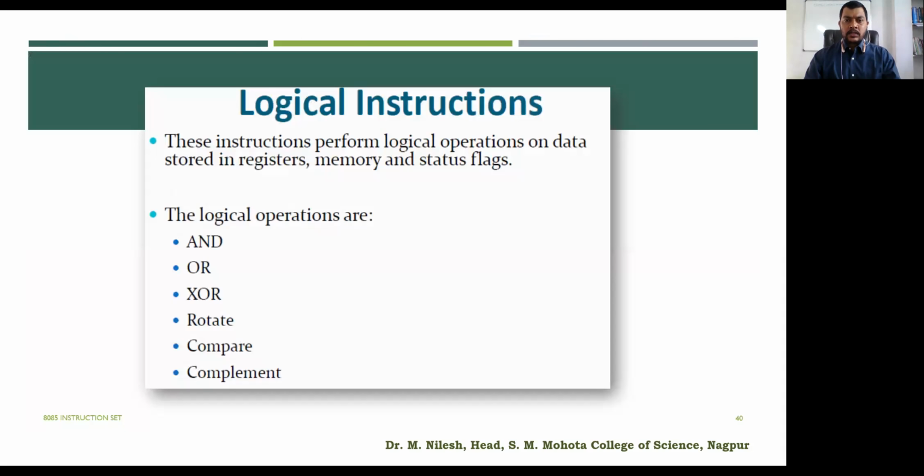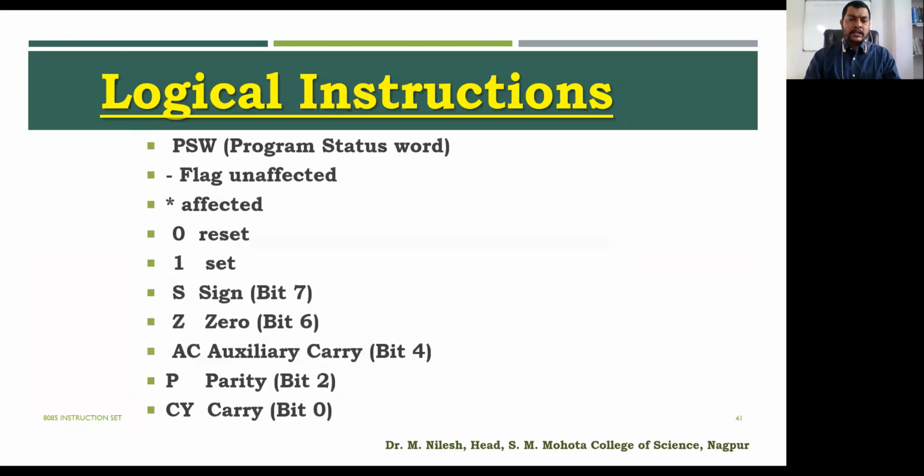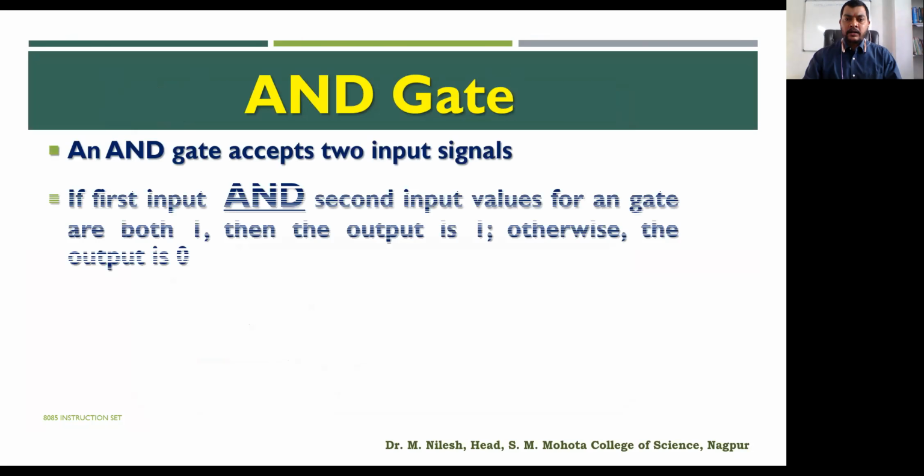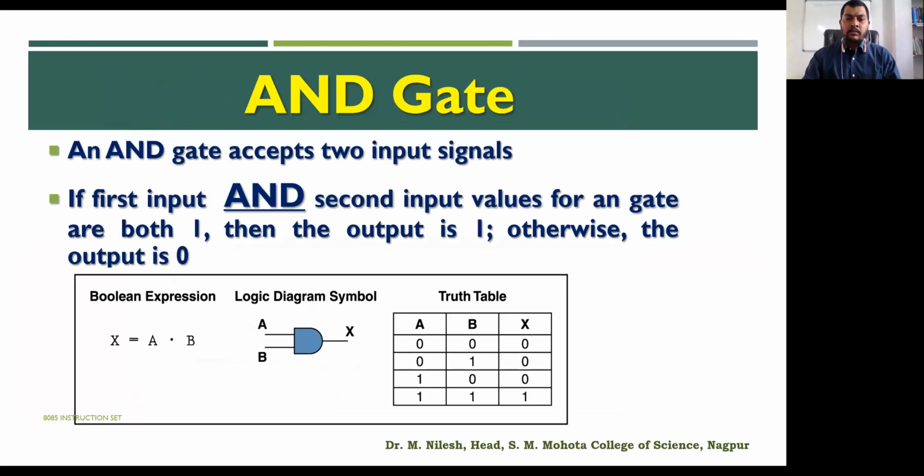Then the program status word shows which flags are being affected, and what is the meaning of reset and what is the meaning of set is written over there. Which bit is there for carry flag, status flag, sign, zero is shown. We have earlier studied this. Then the ANDing operation: I have told you how the AND operation is performed, and this is how 2-bit ANDing is done in the truth table that we have studied in the first semester. And the same is to be done with 8 bits.